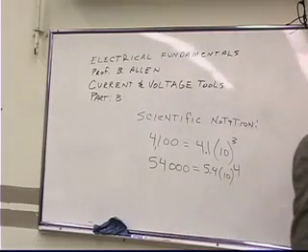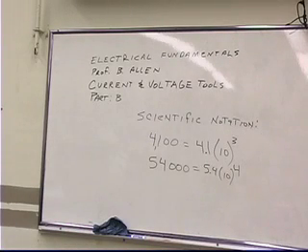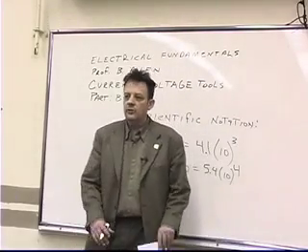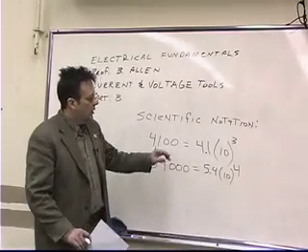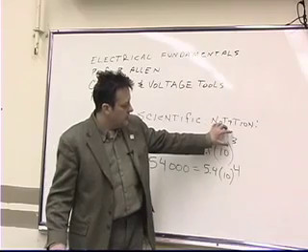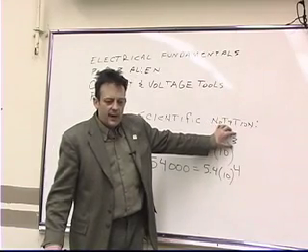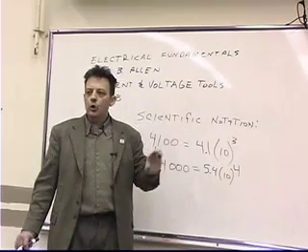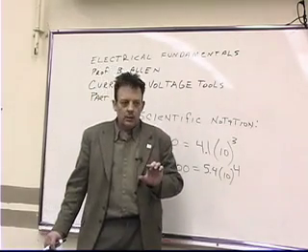But let me tell you what the difference between engineering notation and scientific notation is. The difference between engineering notation and scientific notation is that we always move the exponent on our power of 10 in increments of 3.